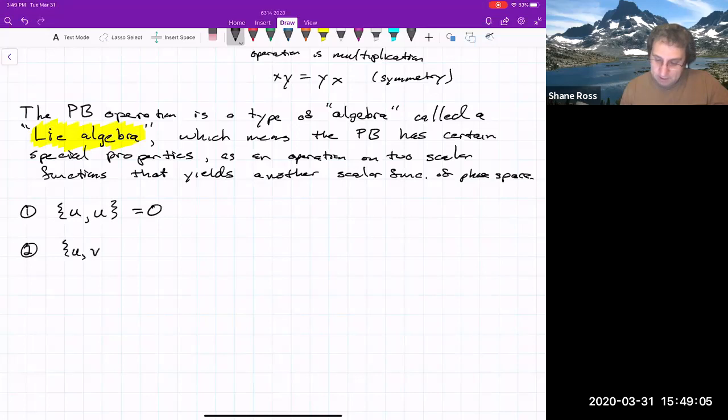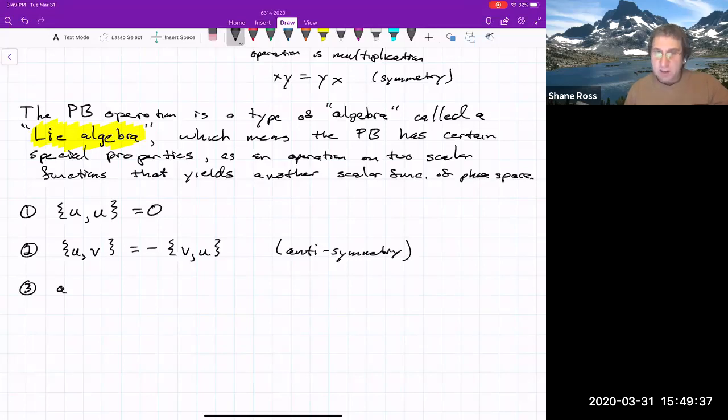If I've got the Poisson bracket of u with v, and then I reverse the order and do v with u, are these the same? No, they're not. They differ by a minus sign. So again, that's weird. I'll call that antisymmetry. Here's another property.